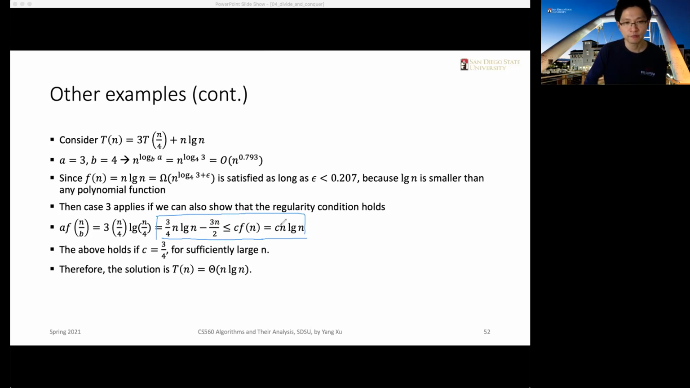Okay. So if we eliminate the n's over there, basically it says that, let's see, if C is 3/4, then we basically would have this negative number that is always smaller than 0. Okay. Okay, thank you. Yeah.